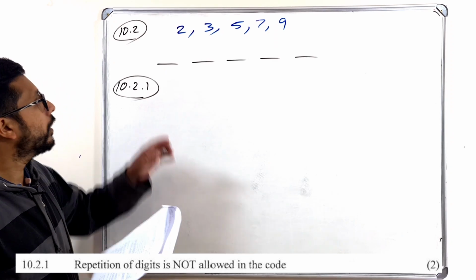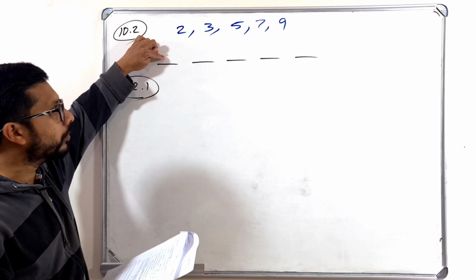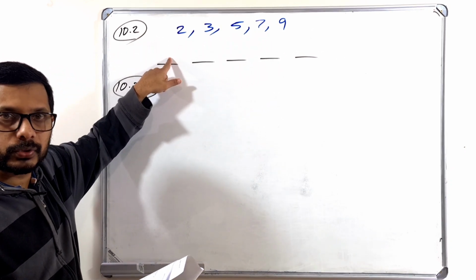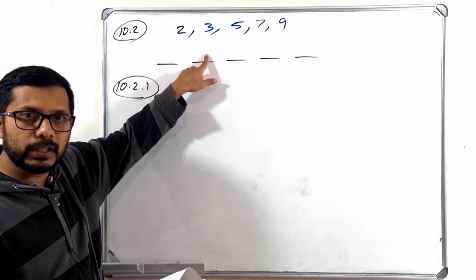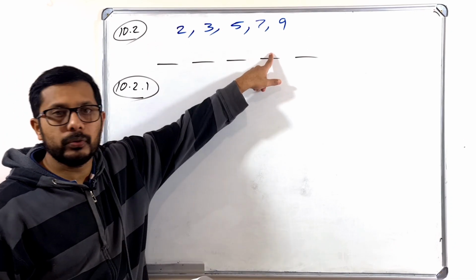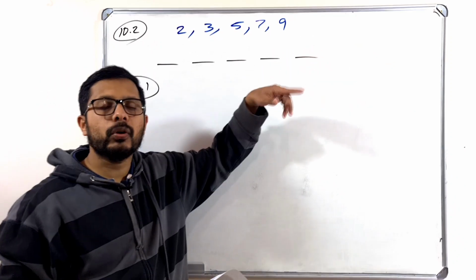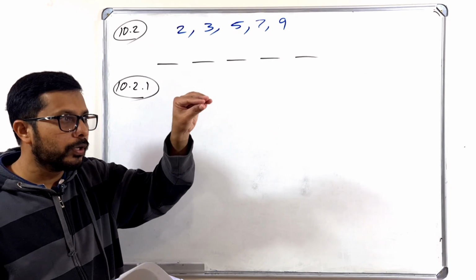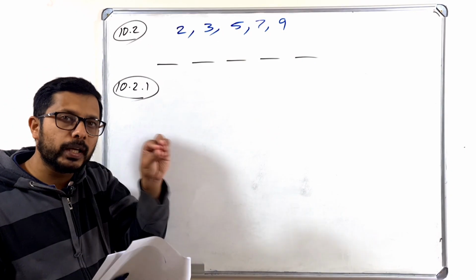For example, assume that for the first position of the code, I used this 7. Okay, so it means that I'm not allowed to use 7 here again. I'm not allowed to use 7. Do you understand? That is the meaning of repetition of the numbers are not allowed. So if you use one number, then you are not allowed to use the same number again.